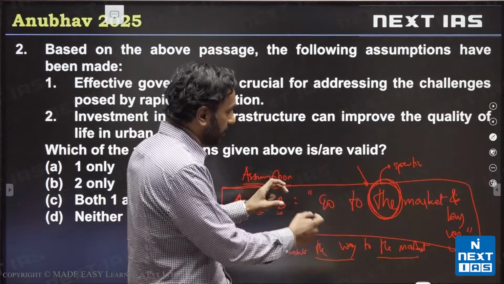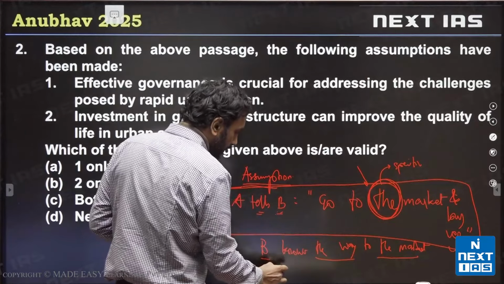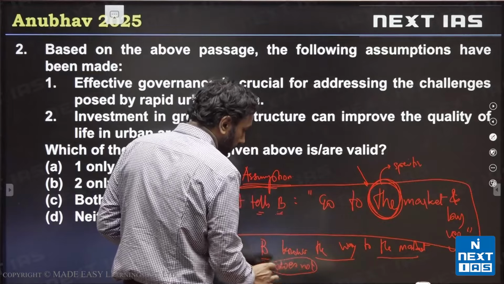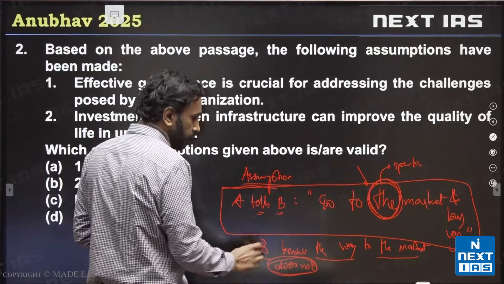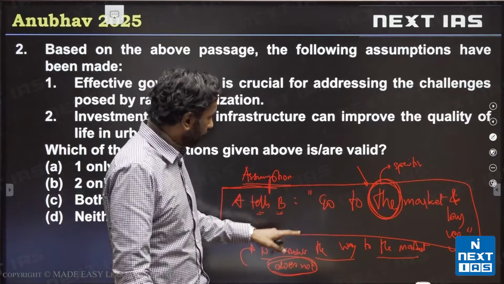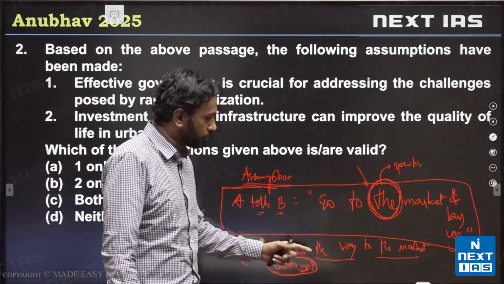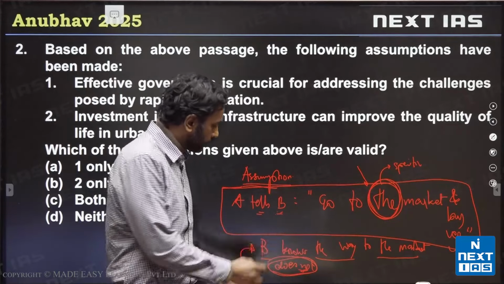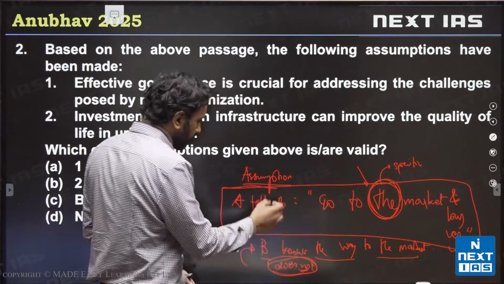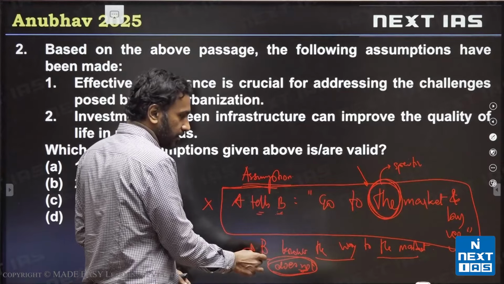This has some logic underlying it in theory, which is B knows the way to the market. If I say B does not know the way, if I add not to this, B does not know the way to the market, the original passage stops making sense. So what I did by adding the word not here is I used a way to check whether this is a valid assumption or not. If I add the word not and the original passage stops making sense, that means this is a valid assumption.